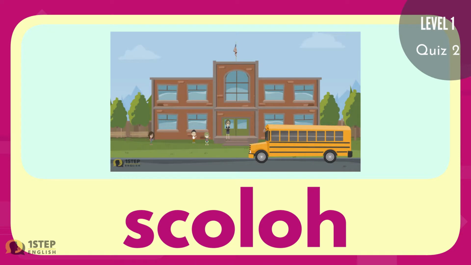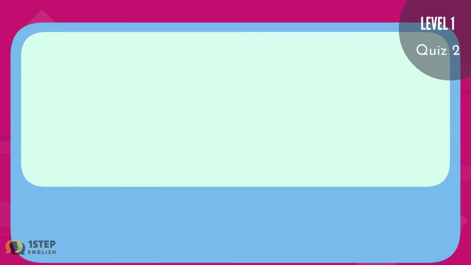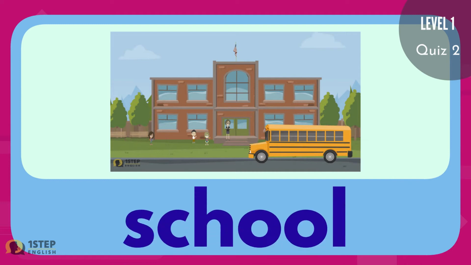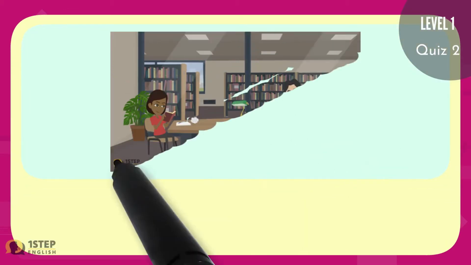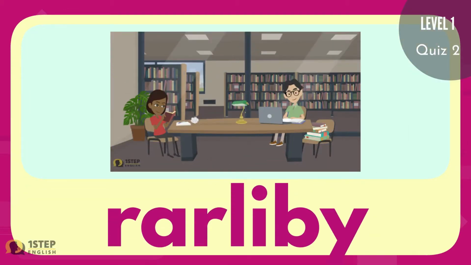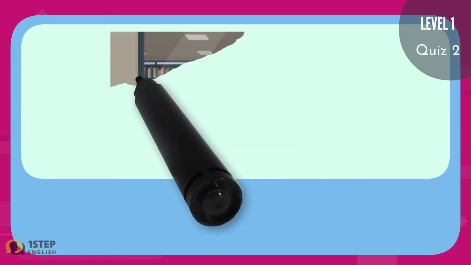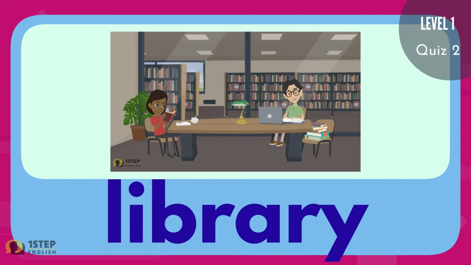Sesouh. The correct answer is school, school. Rarliby. The correct answer is library, library.